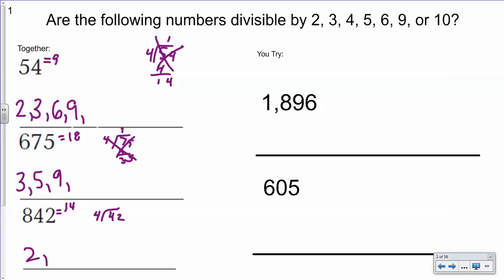42, is that divisible by 4? Let's try it and see. It is not. 5, I end in a 2, so that's not going to work. I didn't get to write a 3 down, so 6 is out. 9 is out. 14 is not divisible by 9, and 10 is out. So 842 is only divisible by 2.